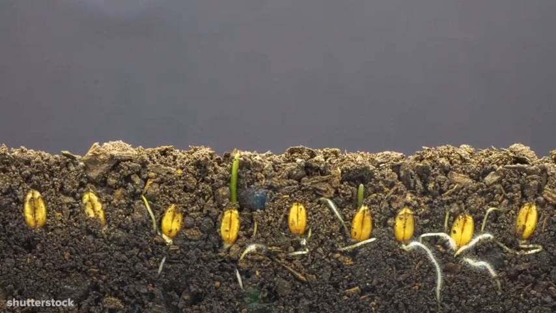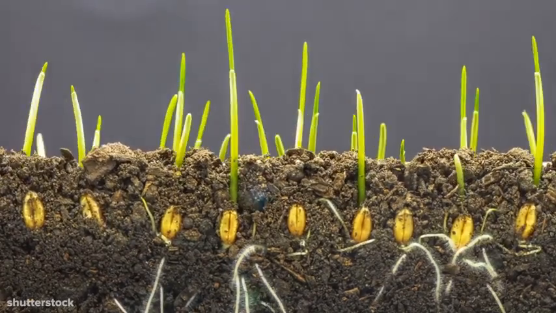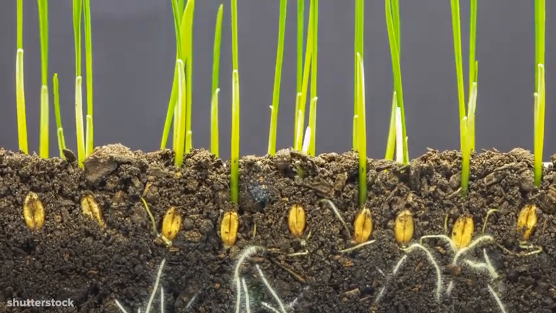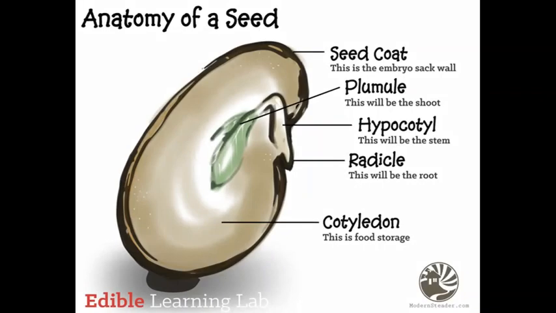Seed germination is the process in which the dormant embryo of the seed resumes active growth and forms a seedling. It happens through a series of physiological and biochemical events. Now you can see the main parts of the seed.